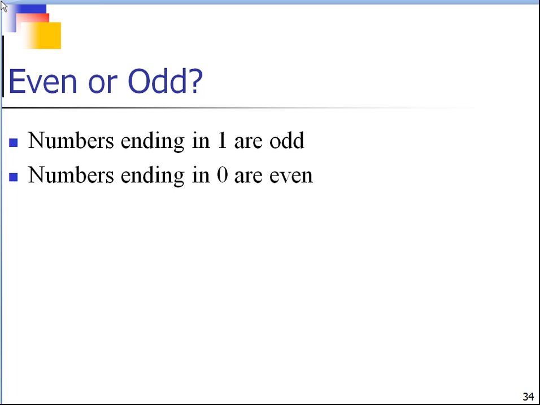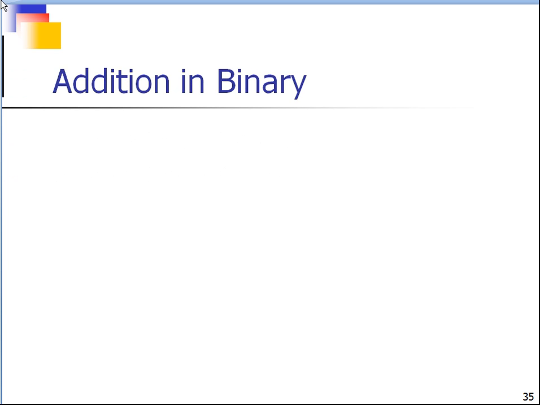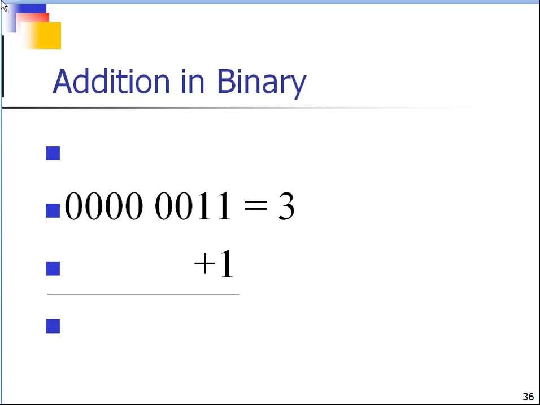In the last module, we left off with the tip or trick that you can tell if your binary number is odd or even depending upon the rightmost digit. If it's a 1, it's odd. If it's a 0, it's even. So let's go on and do a little bit of addition in binary.